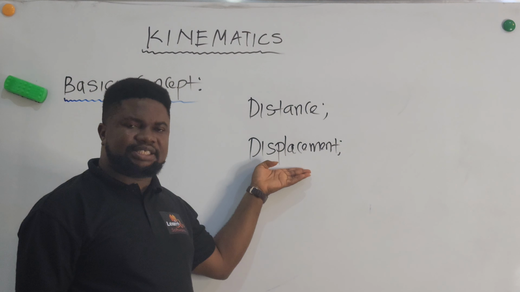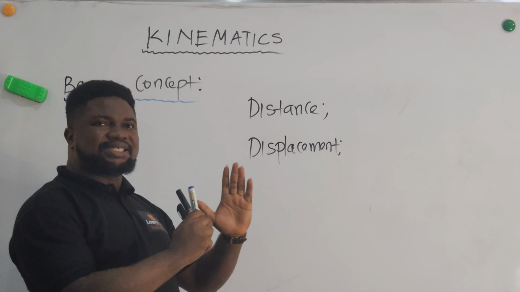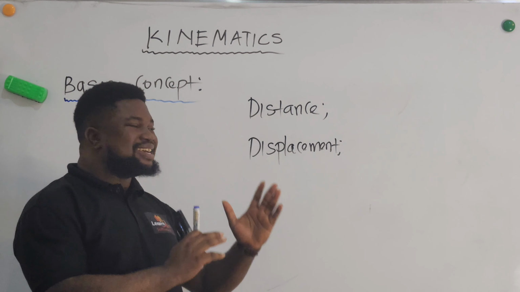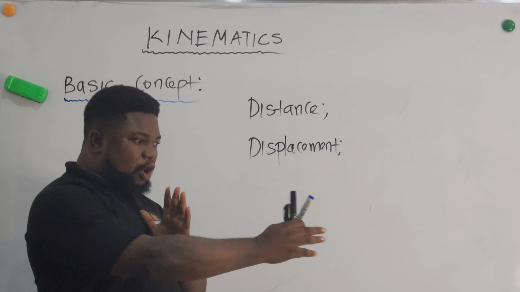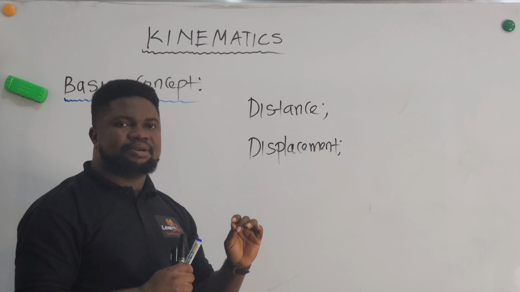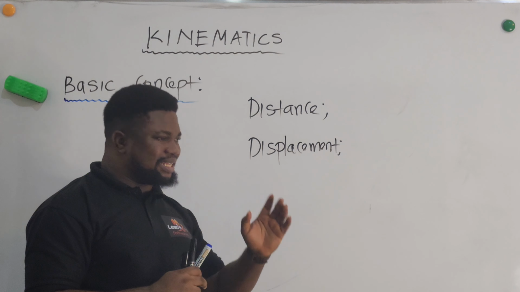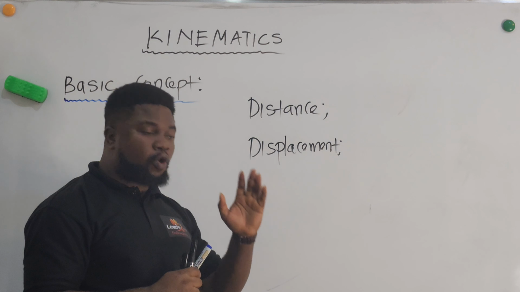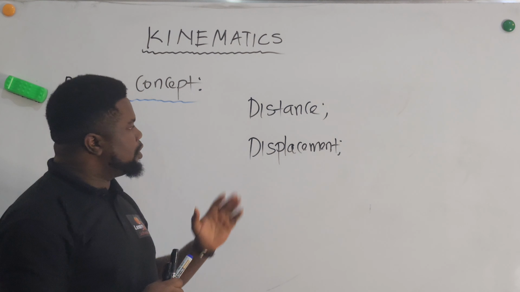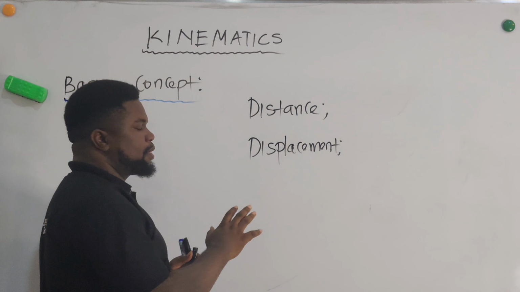Displacement, on the other hand, is the shortest length, straight line. It often, in fact, is a straight line. Shortest length covered by an object in motion. The shortest length covered by an object in motion. I will go further to make you understand the difference between these two.